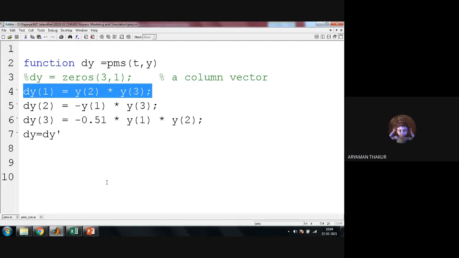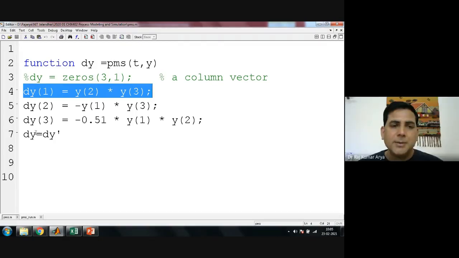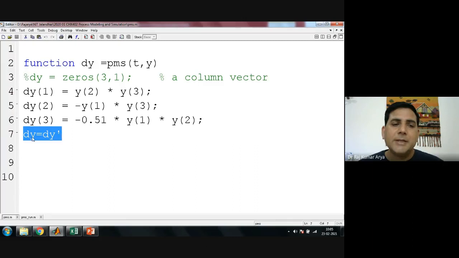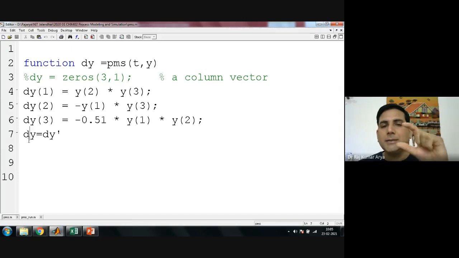Sir, what is the meaning of the seventh line in this? dy is equal to dy dash. Yes, sir. This is just to convert your dy matrix into a column matrix. A column matrix can be read as equation number 1, equation number 2, equation number 3.